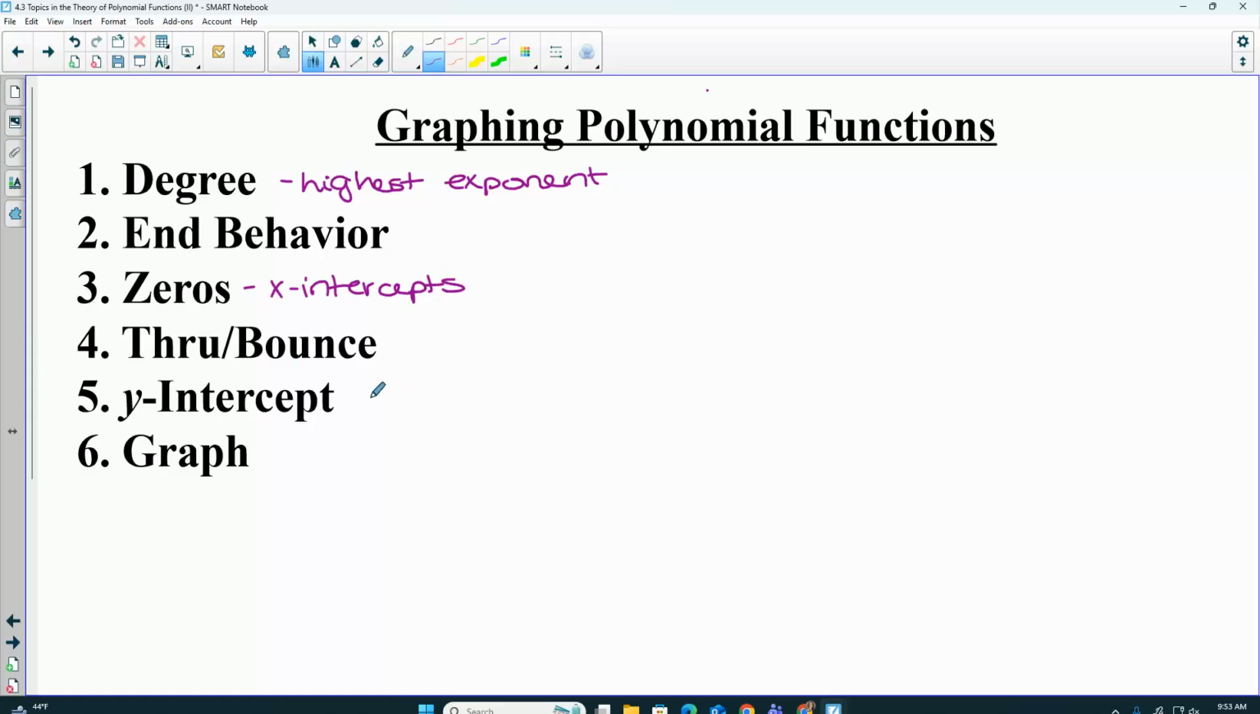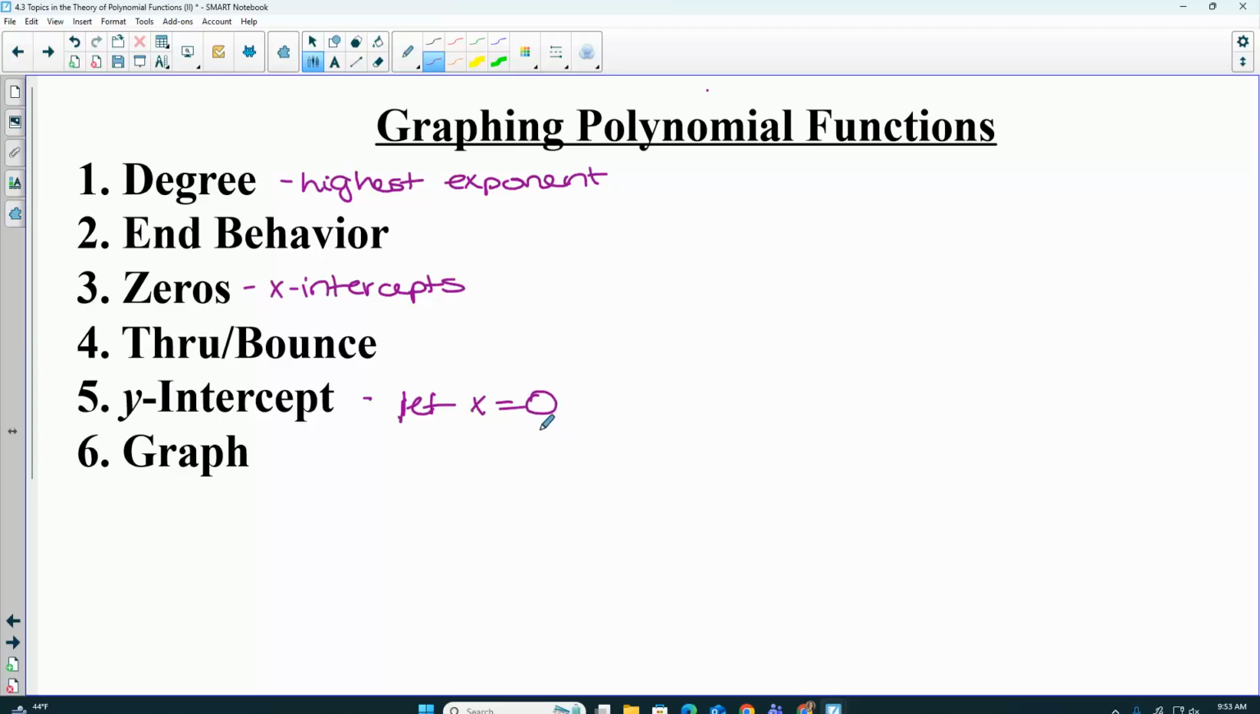How do we find a y-intercept? What is a y-intercept? What does that mean? Well, zeros are your x-intercepts. So an x-intercept is when y equals 0. A y-intercept is when x is 0. And that'll show us where we hit the x-axis, or the y-axis. And then we're going to put that all together on a graph.